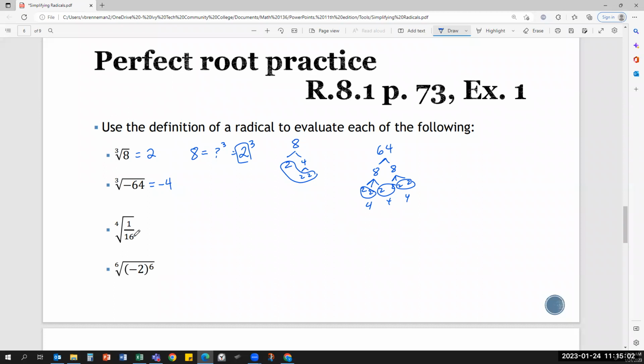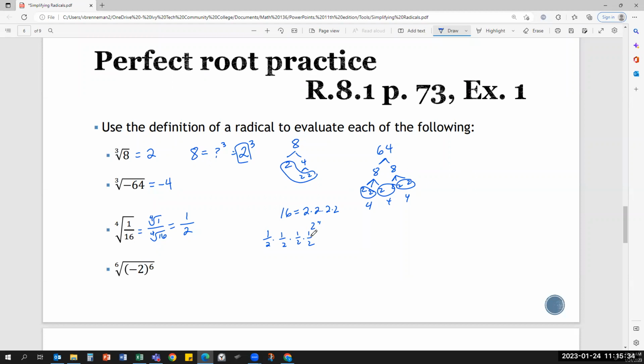Fourth root of 1/16. When there's a fraction inside, one thing you can do is apply the root separately to the top and the bottom. And so any root of 1 is just 1. And then fourth root of 16, if you know 16 is 2 times 2 times 2 times 2, 2 to the 4th power, the fourth root of 16 is 2. And we can also just look at 1/16 as 1/2 times 1/2 times 1/2 times 1/2.